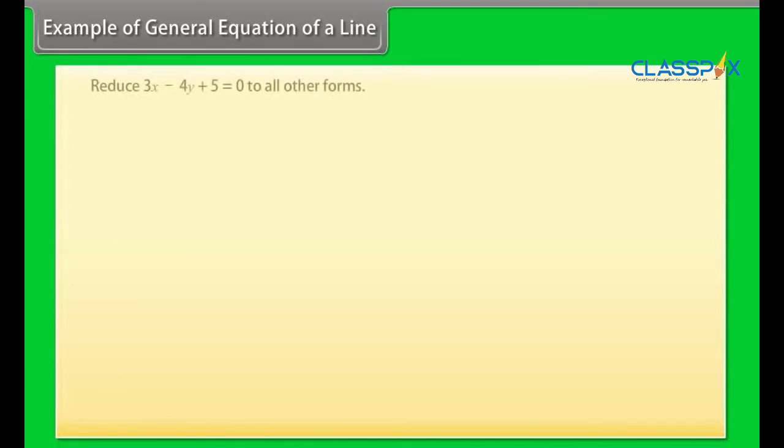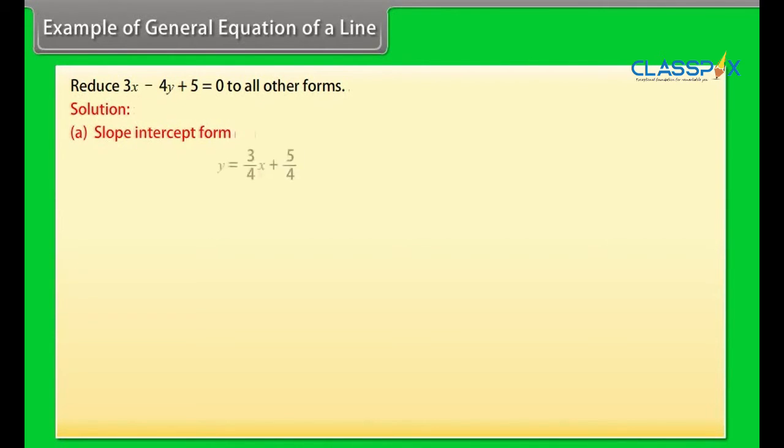Example of general equation of a line. Reduce 3x - 4y + 5 = 0 to all other forms. Solution. Slope-intercept form. y = 3/4 x + 5/4, where m = slope = 3/4, and c = 5/4, that is the y-intercept.